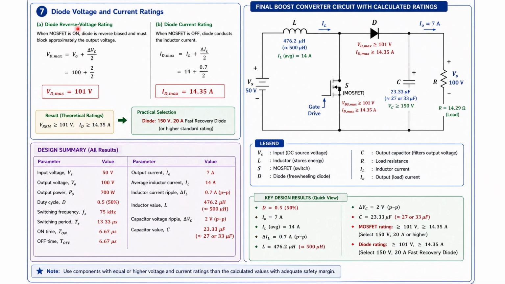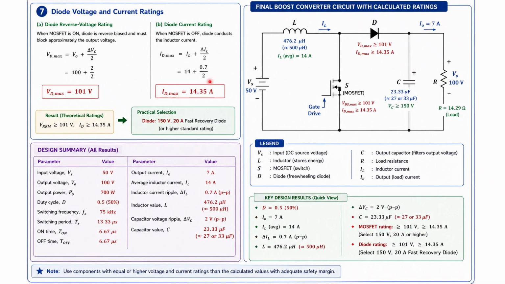Now, diode voltage and current rating. The diode reverse recovery voltage should also be greater than the maximum voltage of the output. So that is 100 plus 2 by 2, that is 101 volt. And the diode current rating is also greater than the peak value of the inductor current, IL plus delta IL by 2, that is 14 plus 0.7 by 2. Always keep in mind that whenever you select the rating of any equipment, you should take the peak value, and the rating of that component should be greater than the peak value.